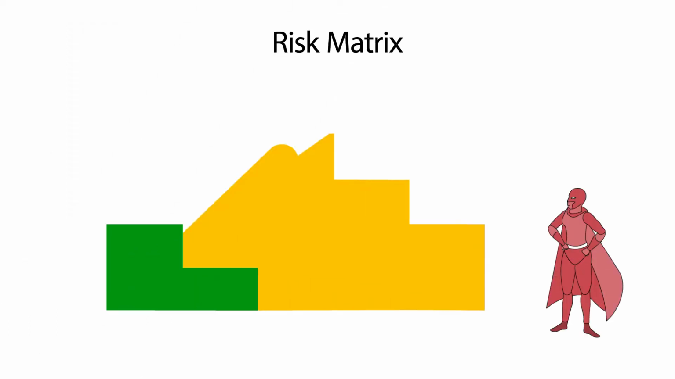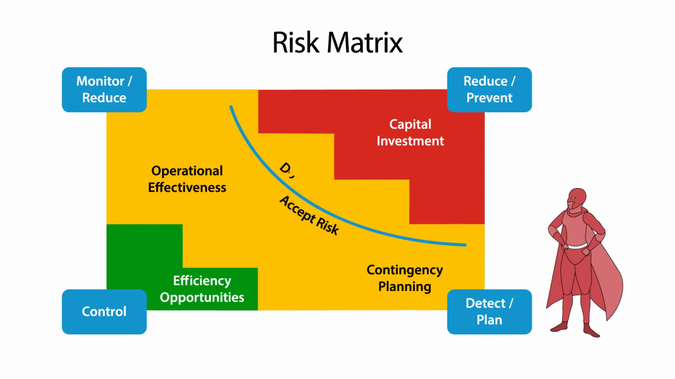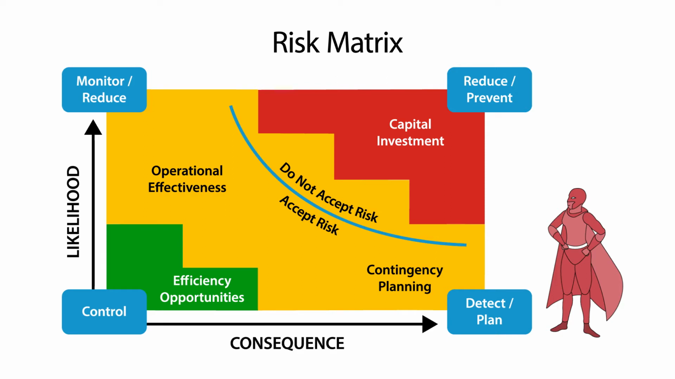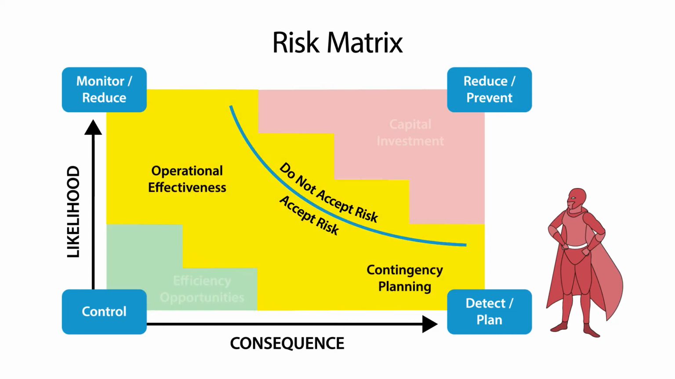A risk matrix is a tool that can be used to easily visualize risk. Each event is plotted on the matrix based on the likelihood and consequence of it happening. Events that fall in the green require no further measures for risk reduction and can have efficiency measures applied to them. Events that fall in the yellow can have their level of risk reduced by applying contingency plans.